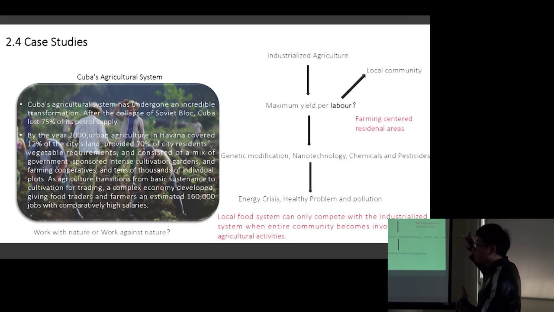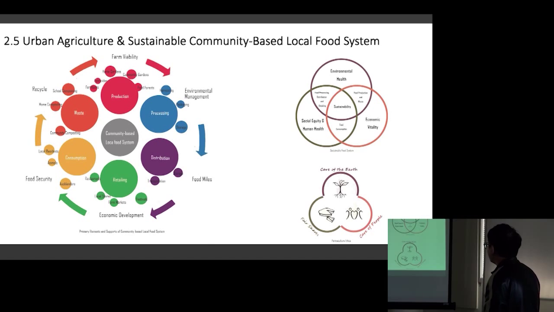So let's look back. What if we have enough people to engage in agricultural activity? Where are the people? The people live in communities. So I decided, how about building something near the people? We build a farming center in the residential area. And I believe the local food system can only compete with the industrialized system when all the people are engaged in agricultural activity.